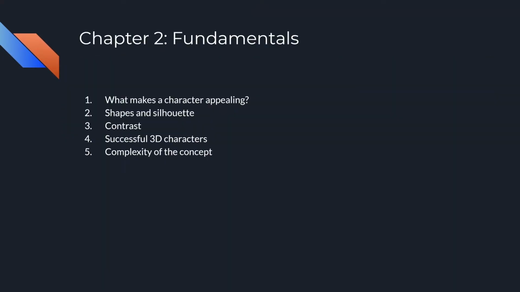Welcome to the second chapter. In this chapter, we will take a look at what makes a character appealing. We'll see the concepts of shape, silhouette, and contrast, and why they are important in a character. We'll see some examples of successful 3D character pieces. And we will go through the complexity of these concepts to see if we can achieve a good result in the timeline that we have.